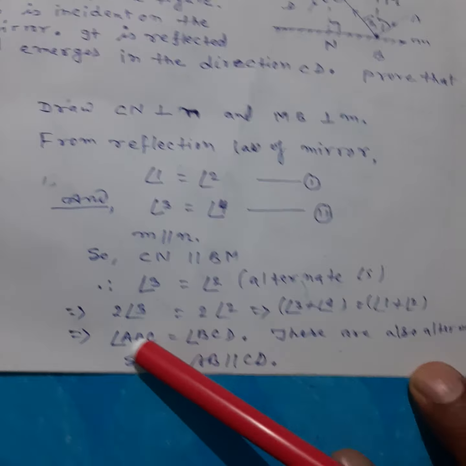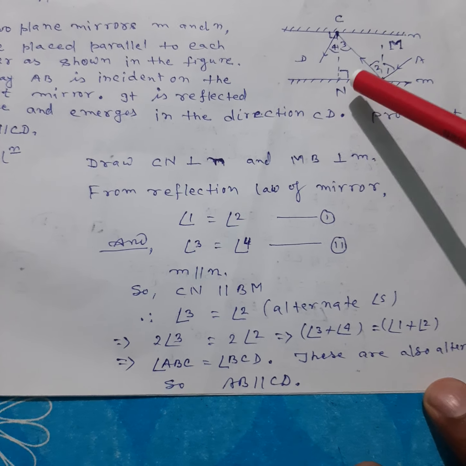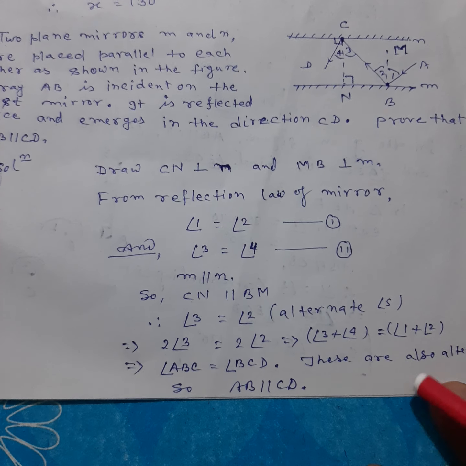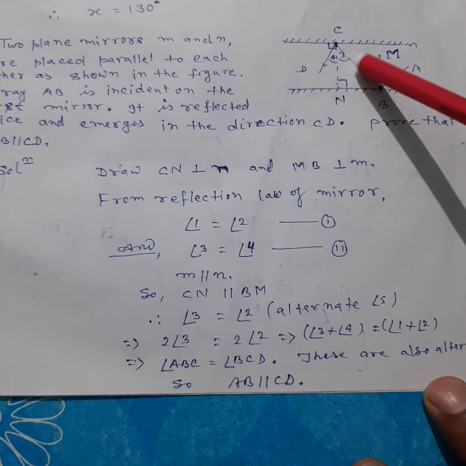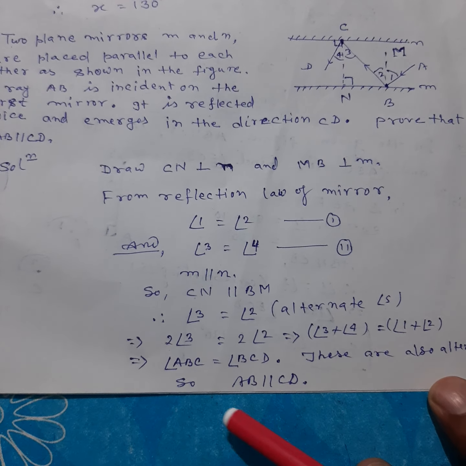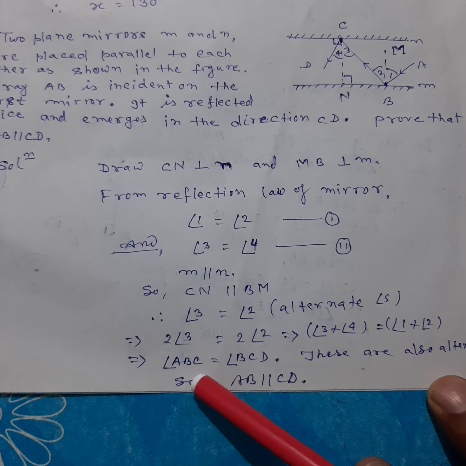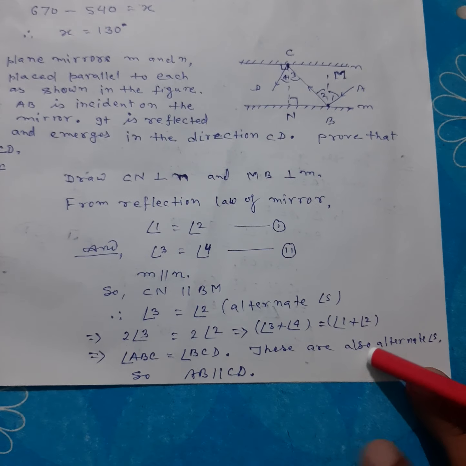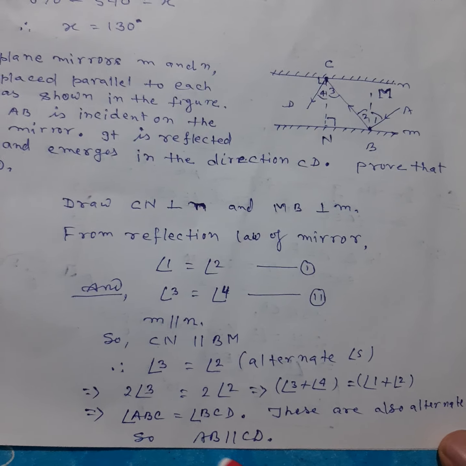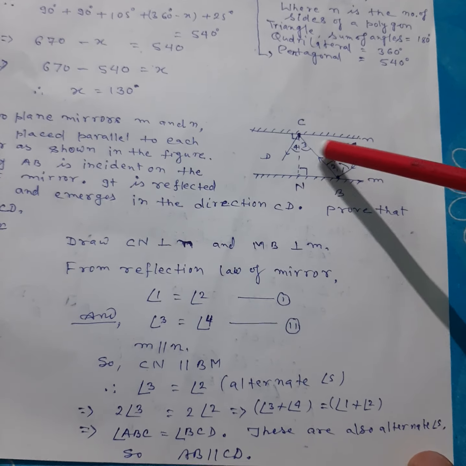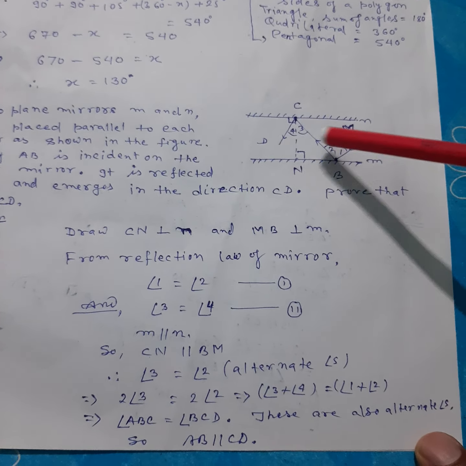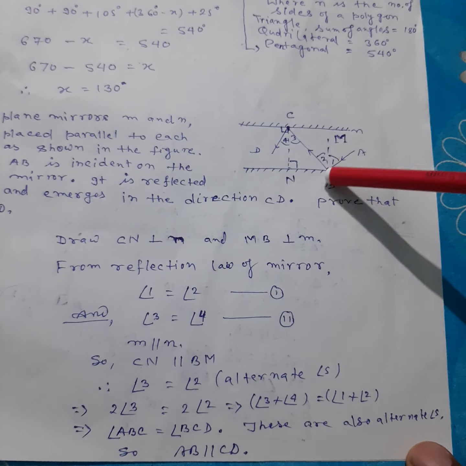Multiplying both sides by 2, because 3 equals 4, we write 3 plus 4 equals 1 plus 2. So finally we get angle ABC equals angle BCD. These are alternate angles. These are two lines and this is the transversal. Alternate angles are equal, so AB is parallel to CD.